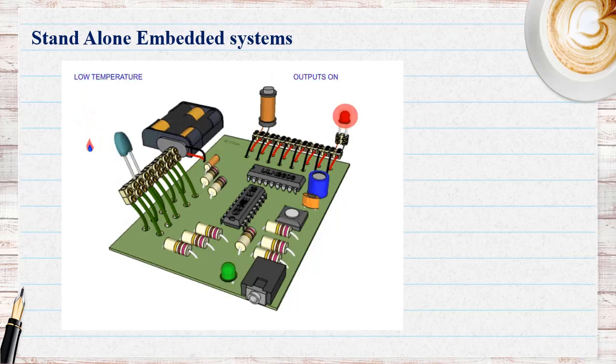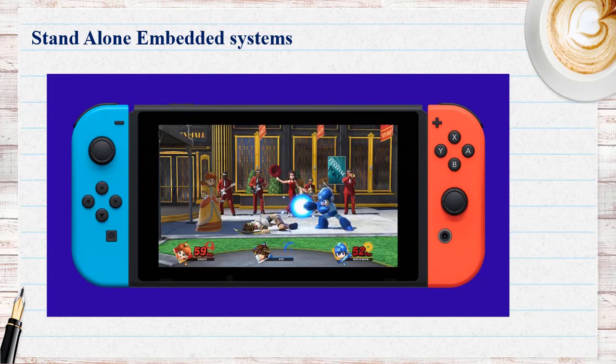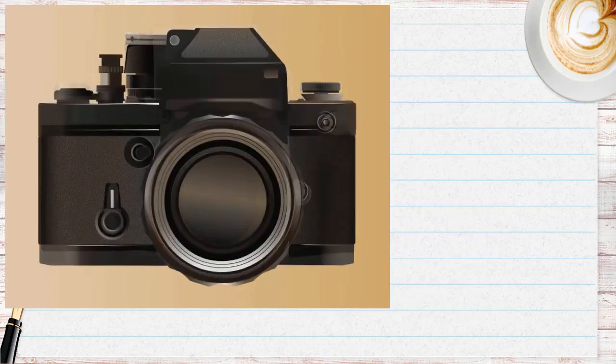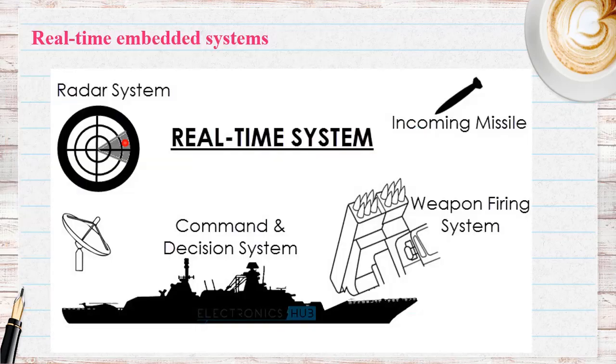Examples are temperature measurement systems, video game consoles, MP3 players, digital cameras, and microwave ovens for this category. Next one is the real-time embedded system.